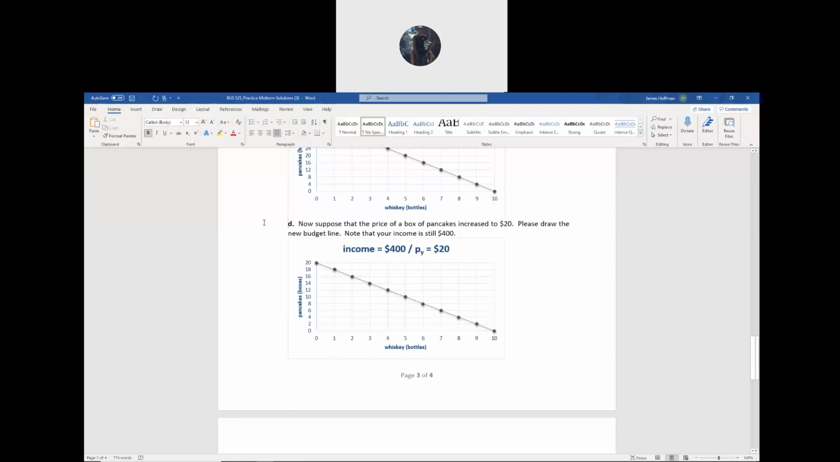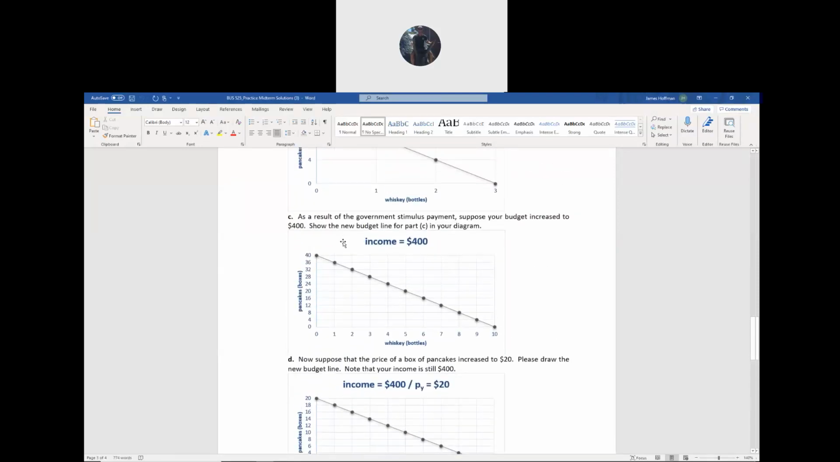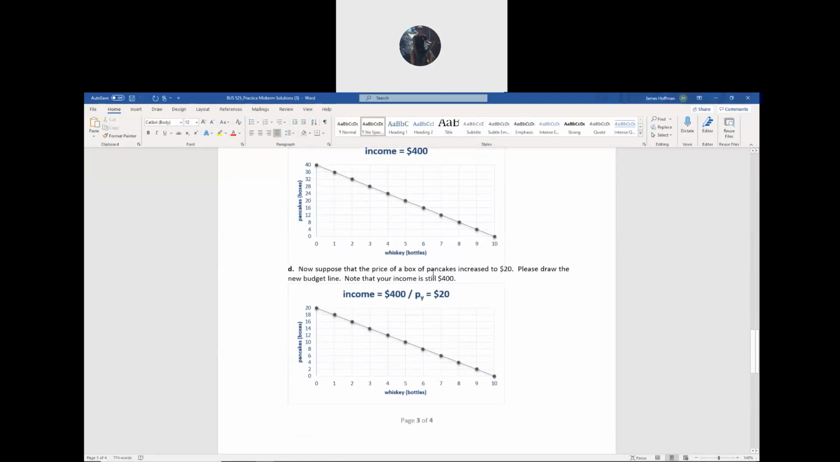Okay, and then finally, part D, suppose the price of a box of pancake mix increased to $20. Now draw the new budget line, but the income is still 400. So we had a couple changes. So first, income went up. Now, the price of pancakes went up to $20. So the budget line is going to kink in because now pancakes are more expensive.